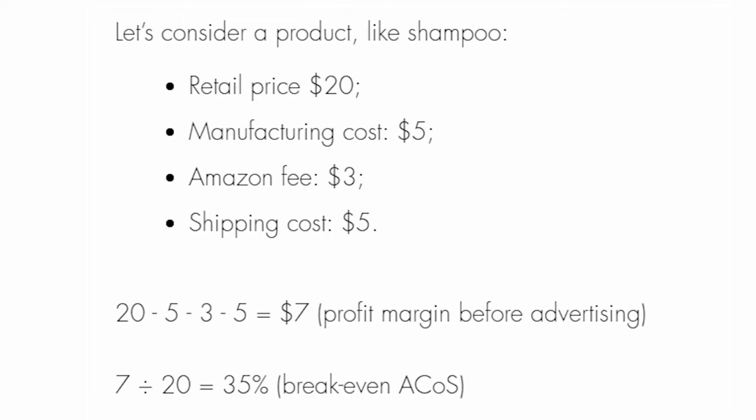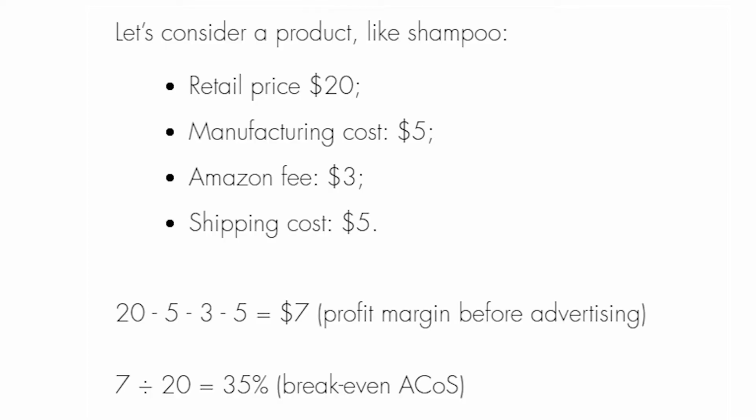Let's consider a product whose retail price is $20, the manufacturing cost is $5, the Amazon fee is $3, and the shipping cost is $5. In order to find out your profit margin before advertising, you need to subtract all of these costs from the retail price. So you do 20 minus 5 minus 3 minus 5, which results in $7. So $7 is your profit margin.